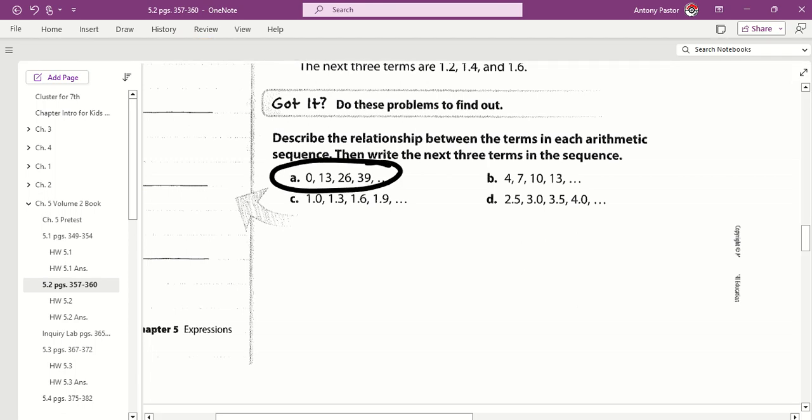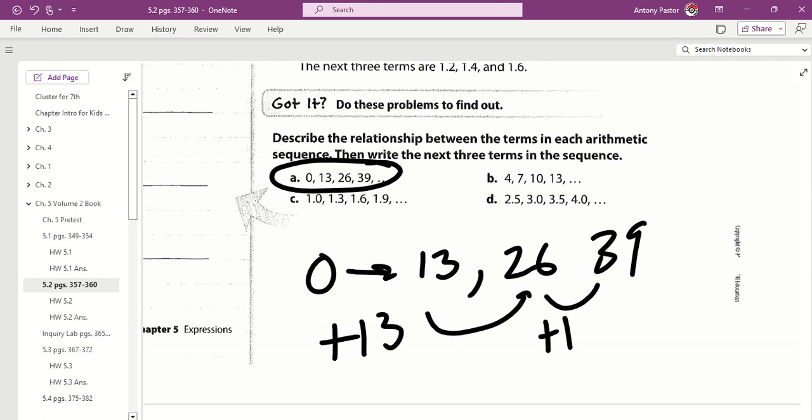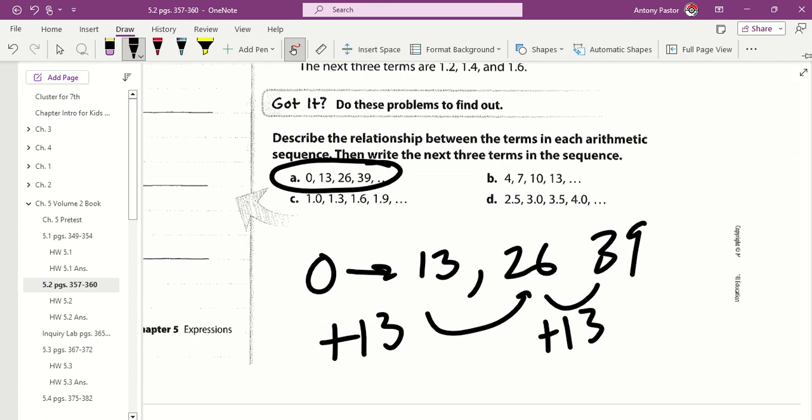A is going to be a pretty easy one because if you have 0 as a term and it goes up to the next number, you already know what we're changing. So from 0 to 13, it had to go 13 plus. The next term is 26, and if you add 13 to 13, it does check off. The next one is 39, so it did check off as well with 13 more. They want us to find out what the next 3 terms in the sequence are. So we're going to do this on our digital whiteboard.